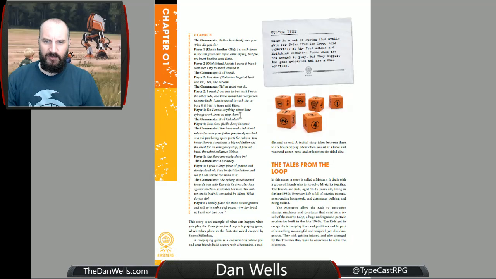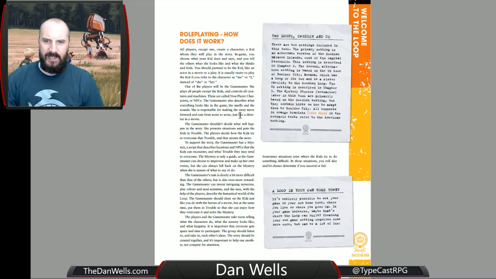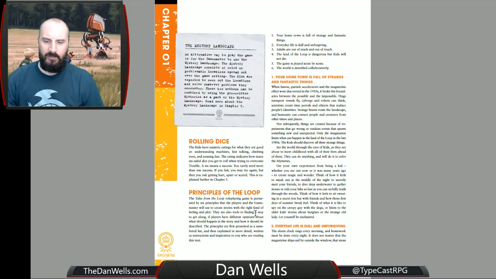The game has, we're going to skip through here, a set of principles. And these principles do so much to establish the flavor that makes Tales from the Loop unique. So, principle 1. Your hometown is full of strange and fantastic things. 2. Everyday life is dull and unforgiving. 3. Adults are out of reach and out of touch. 4. The land of the Loop is dangerous, but kids will not die.